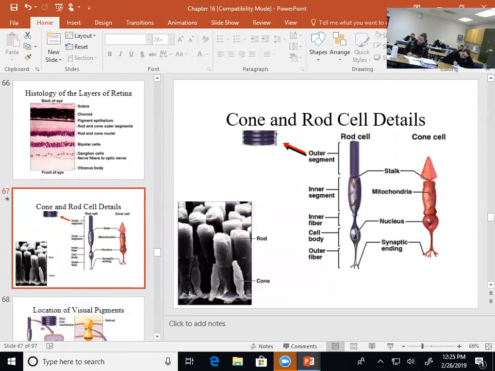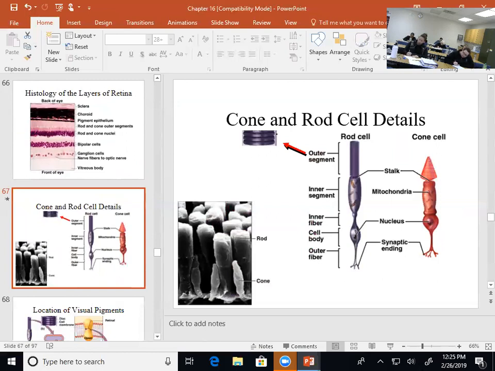I know you all have heard of this before, in elementary school probably. But the reason they're called cones and the reason they're called rods is what? Because this is an electron micrograph, and the cones look like cones and the rods look like rods. So what I would like you to know is that there are two types, the cones and the rods. And the rods are for dim light situations, and the cones are for bright light situations.